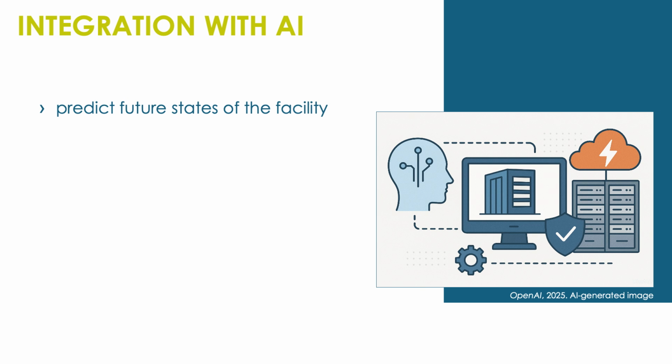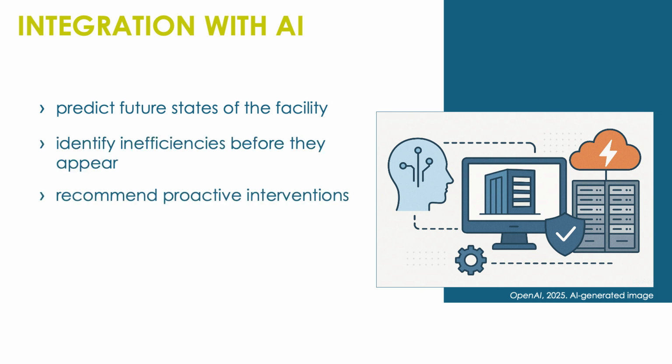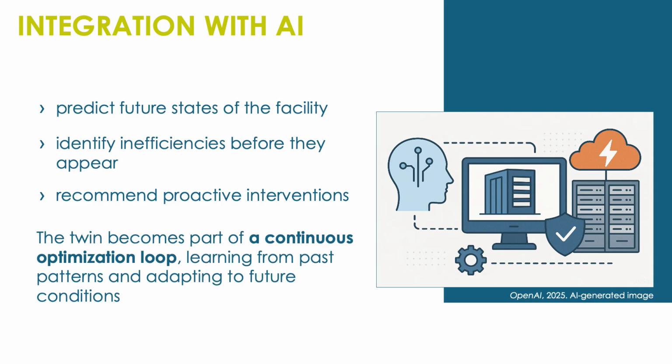The integration of digital twins with artificial intelligence takes the concept further. By combining real-time data with machine learning, the twin evolves from a passive model into an intelligent assistant. It can predict future states of the facility, identify inefficiencies before they appear, and even recommend proactive interventions such as redistributing workloads, adjusting cooling strategies, or resizing power supply systems. In this way, the twin becomes part of the continuous optimization loop, learning from past patterns and adapting for future conditions.